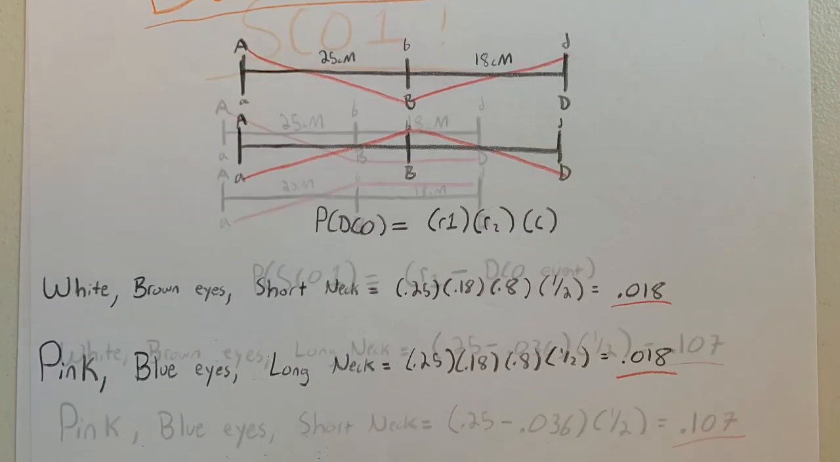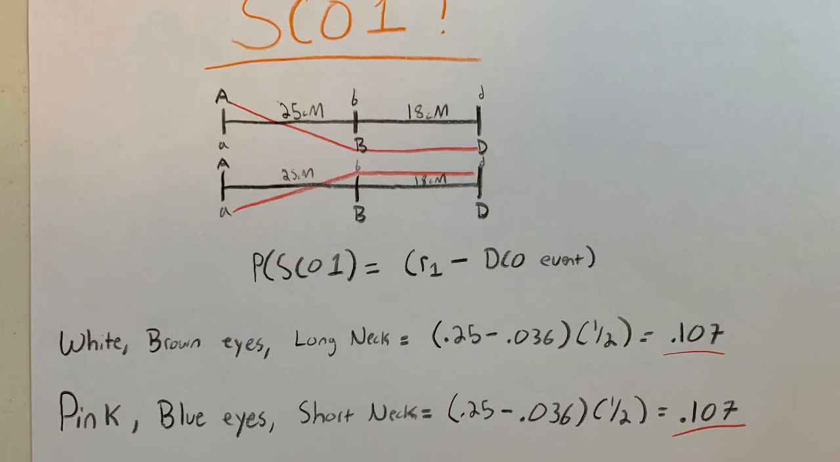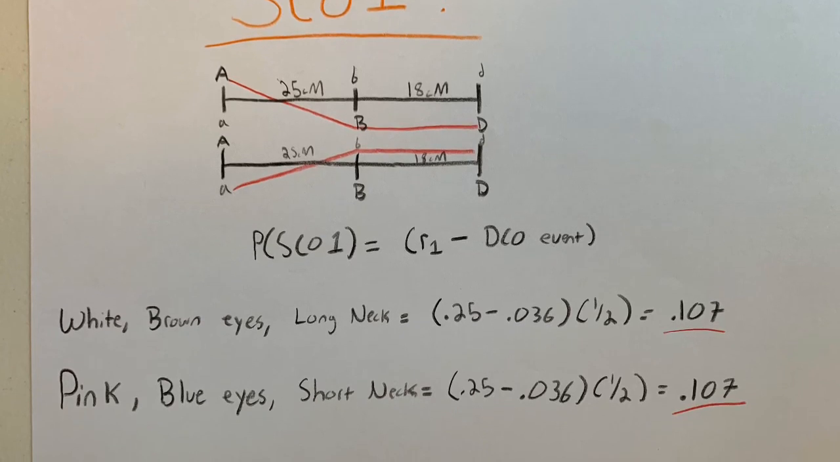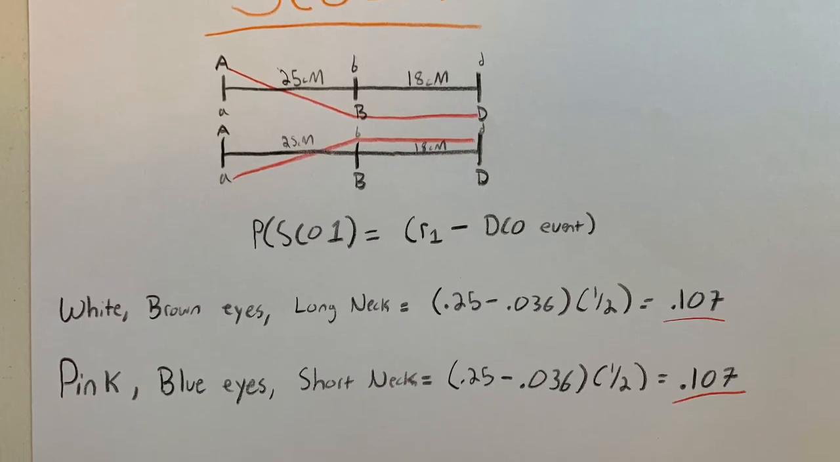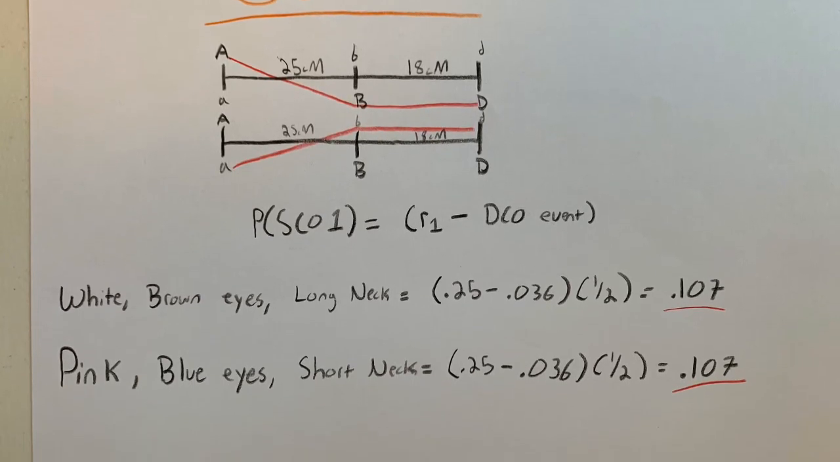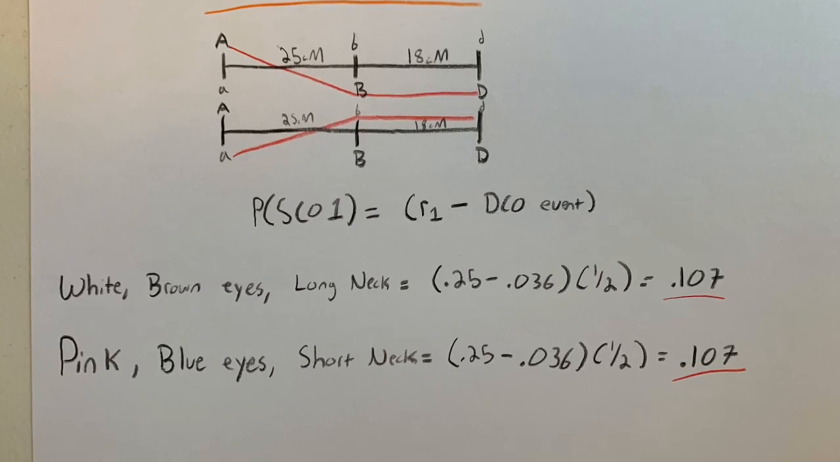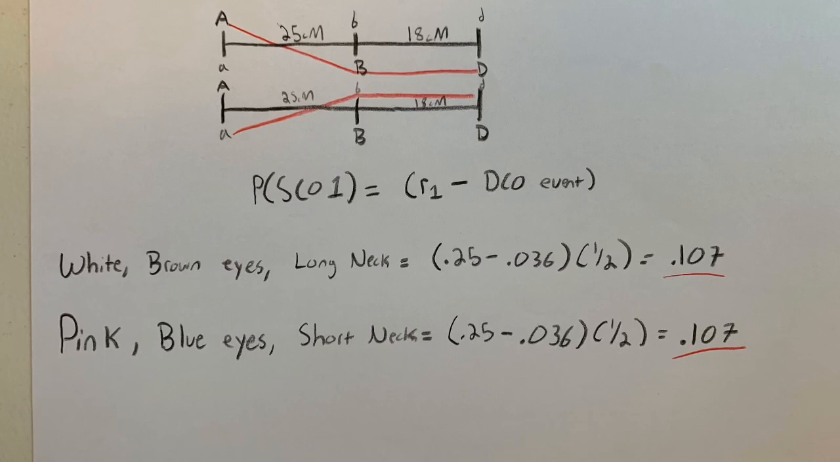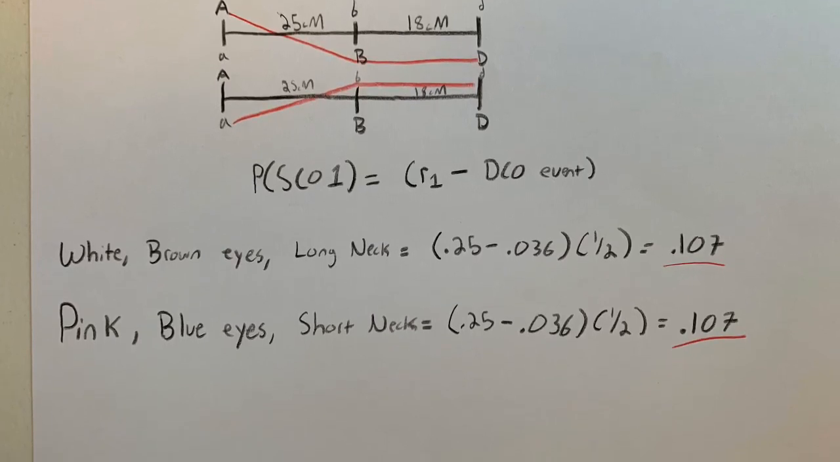The next event is a single crossover event in the one spot. This means that it only crosses over once and then it stays on the path it was already on. So for this to happen, you have to take R1 minus the DCO event, and that will be your probability. And again, you have to multiply it by 1/2 because there are two different ways it can cross over at the first tick.